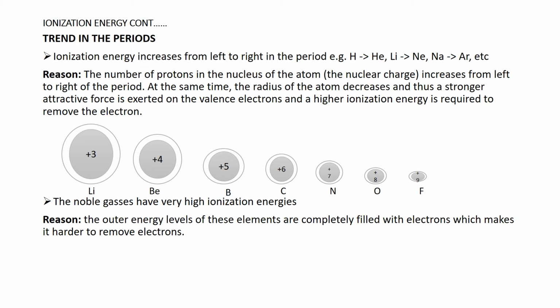Another trend that we see in the period is that the noble gases have very high ionization energies. What could be the reason for this? The reason is that the outer energy levels of these elements are completely filled with electrons, which makes it harder to remove electrons. If you have a completely filled energy level, then it will be harder to remove electrons from that filled energy level. So that is why noble gases have very high ionization energy.